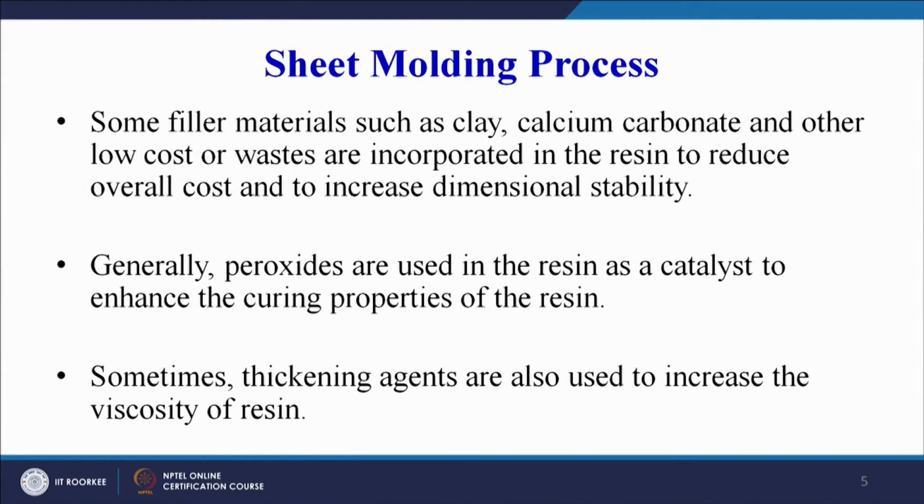Generally, peroxides are used in the resin as the catalyst to enhance the curing properties of the resin. As in the previous slide, we have seen that the curing process is very important in the making or processing of a sheet molding compound. Why? Because in the product development cycle or the process development cycle, we have to ensure that the curing process completes within that time domain only.